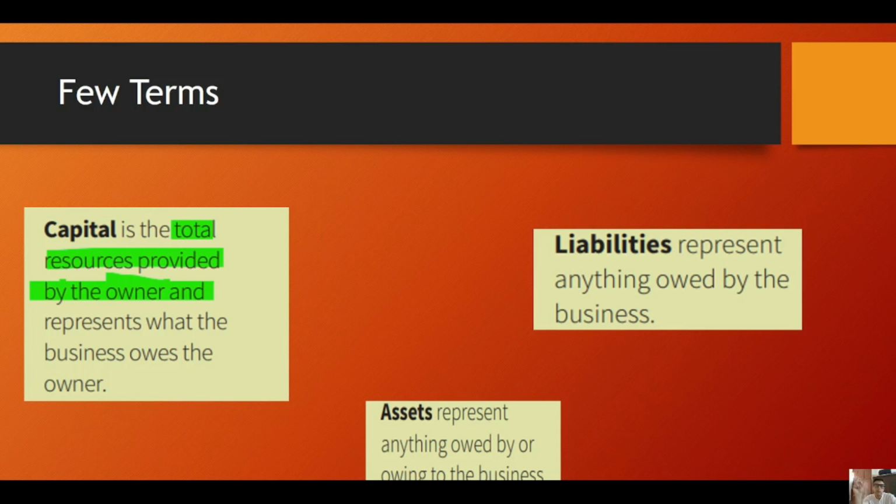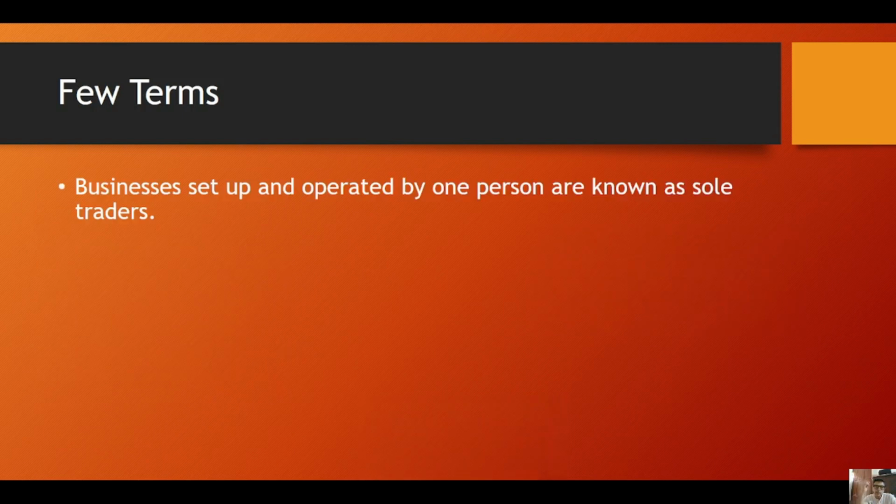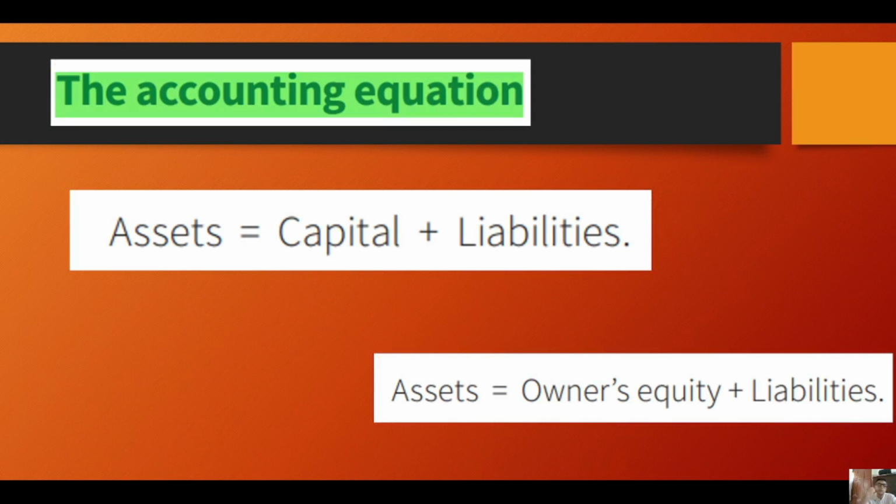And again, a few terms. Capital. Capital is the total resources provided by the owner and represents what the business owes the owner. Okay, it is provided by the owner. Liability represents anything owed by the business, loans or everything you have to give to society, that is liabilities. And assets represent anything owned by or owing to the business. A business set up and operated by one person is known as a sole trader.